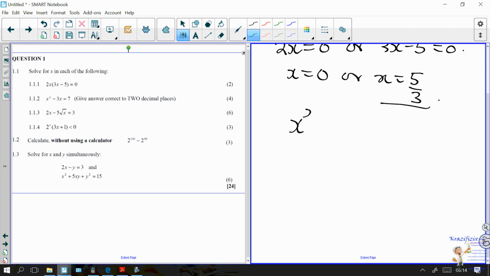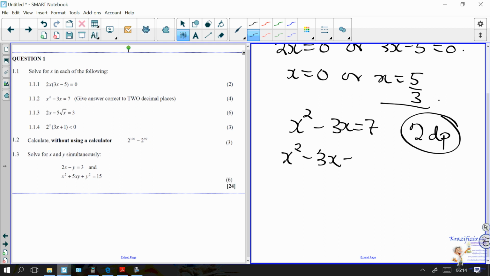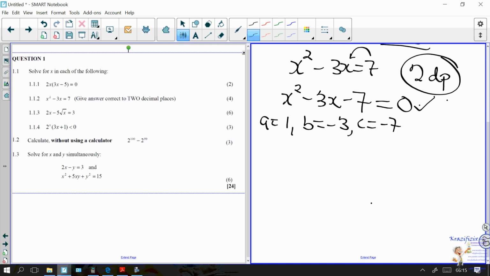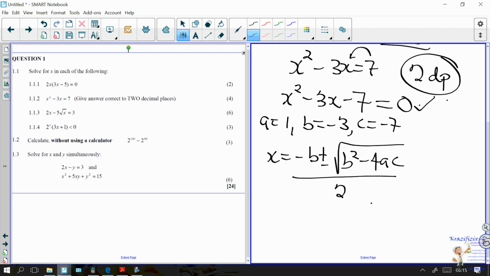Solve the next one. x squared minus 3x equals 7. They said round off your answers to 2 decimal places. Once you see this, automatically know you're going to use the quadratic formula. Take the 7 over first. That should be equal to 0. You get a mark for writing that as standard form. Now your a = 1, b = -3, and c = -7. So what do we do there? x = (-b ± √(b² - 4ac)) / 2a.